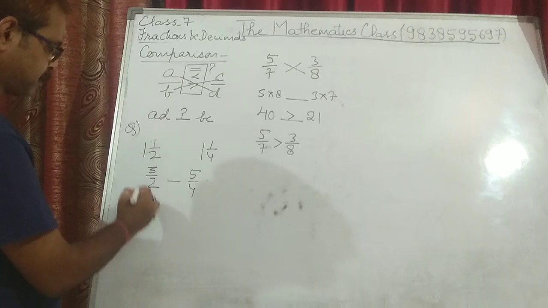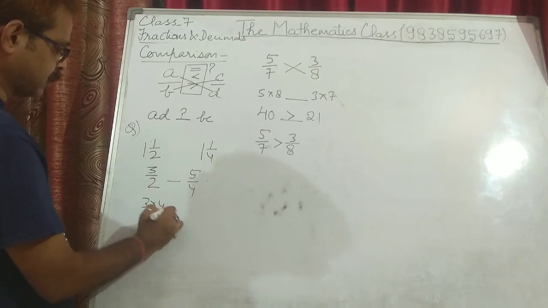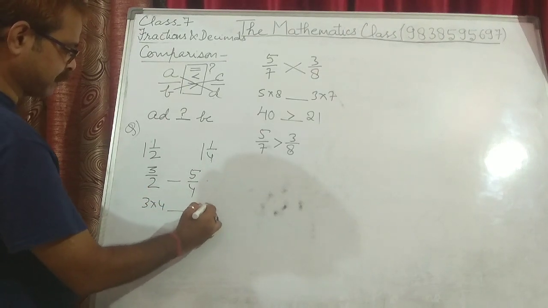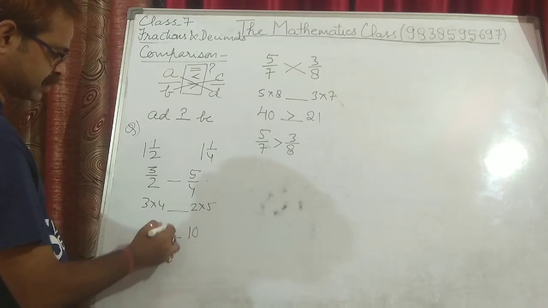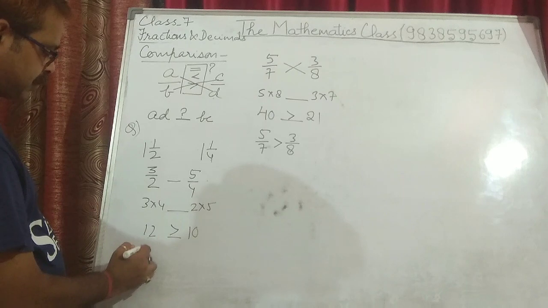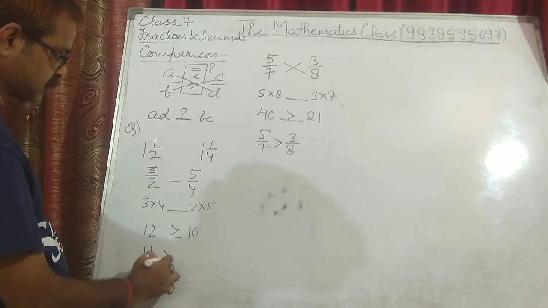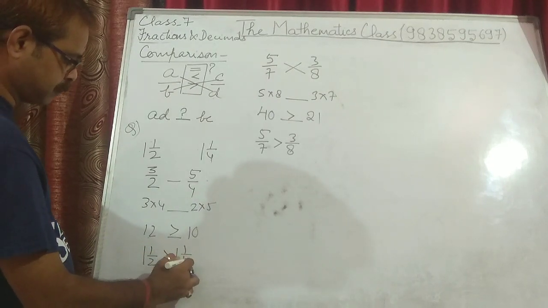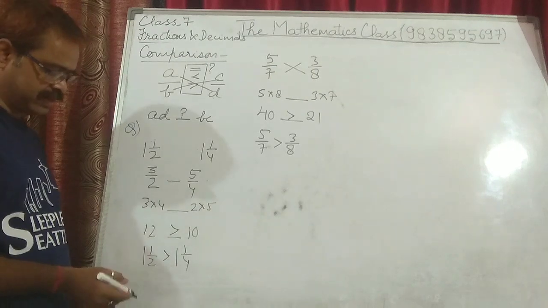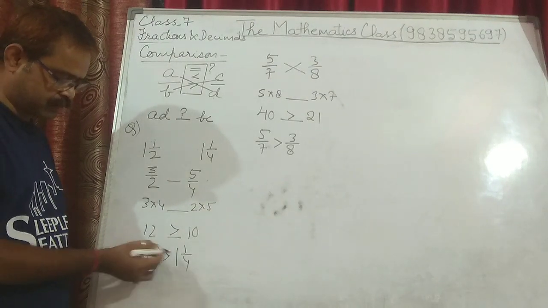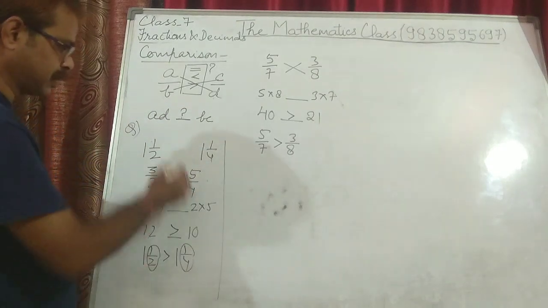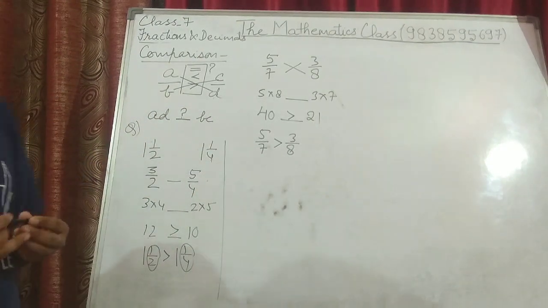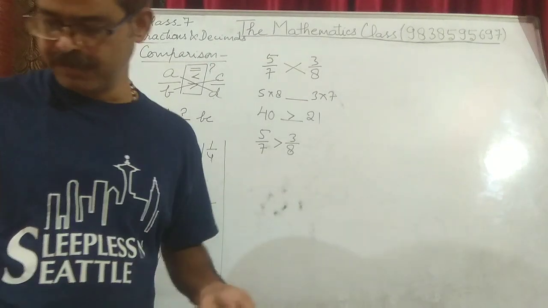Now what we do, we cross multiply. So 3 into 4 dash 2 into 5. 4 3s are 12 and 5 2s are 10. Which is greater? 12 is greater, it means 1 whole 1 upon 2 is greater than 1 whole 1 upon 4. Or even you can make out that 1 upon 2 is bigger and 1 upon 4 is smaller. So better we follow this particular rule so as to avoid any confusion.